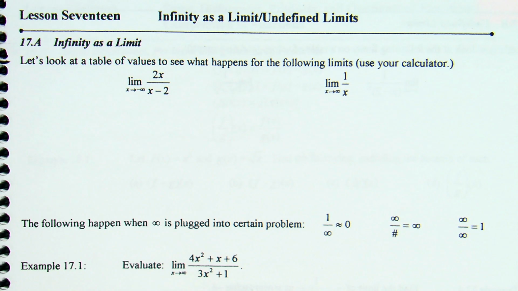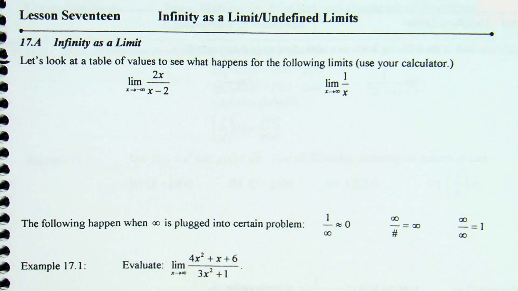Okay, so we are back at looking at limits. And this first set, we're going to look at a table. So let's look at a table of values to see what happens for the following limits. Do you remember how to do tables on your calculator? We did it earlier, I'm trying to remember. I was quarantined. We did do it, however.